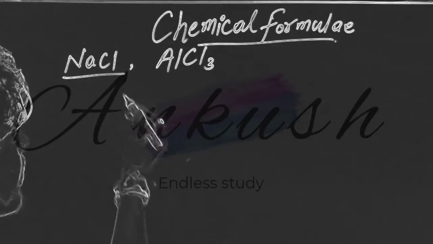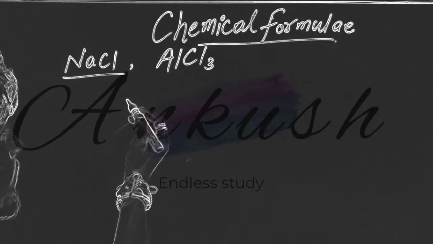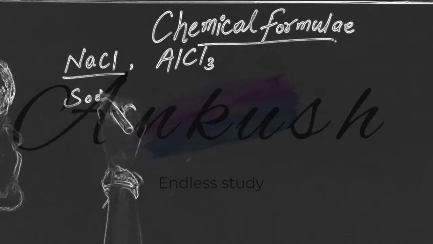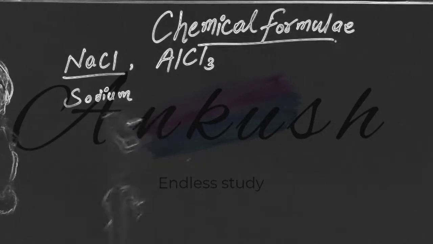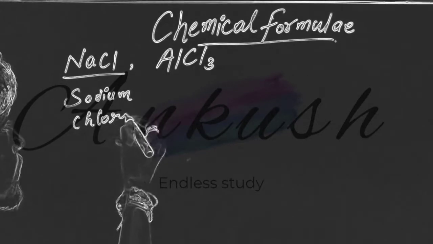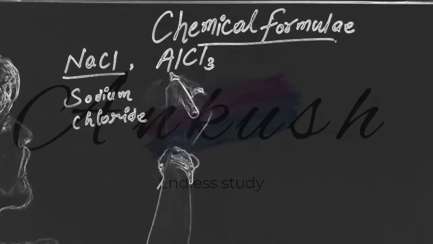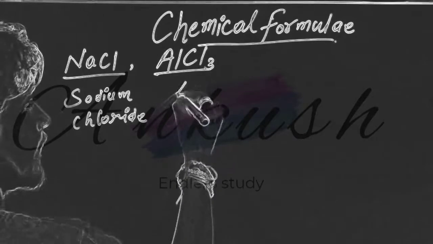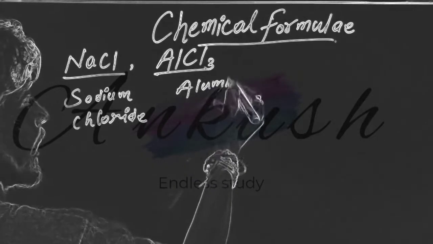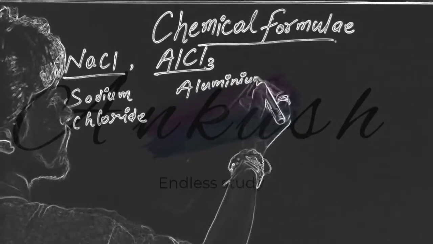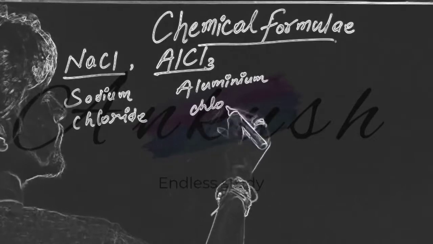Here we have two compounds: NaCl, that is sodium chloride, and the other one AlCl3, that is aluminium chloride.